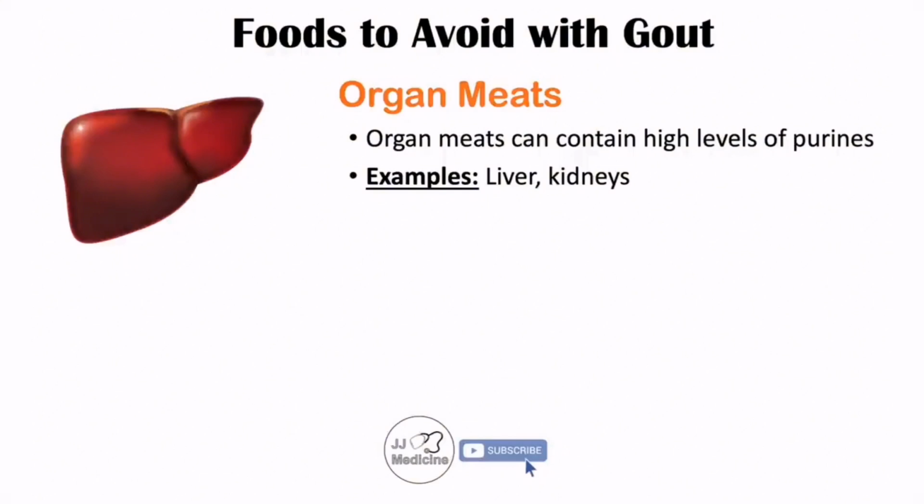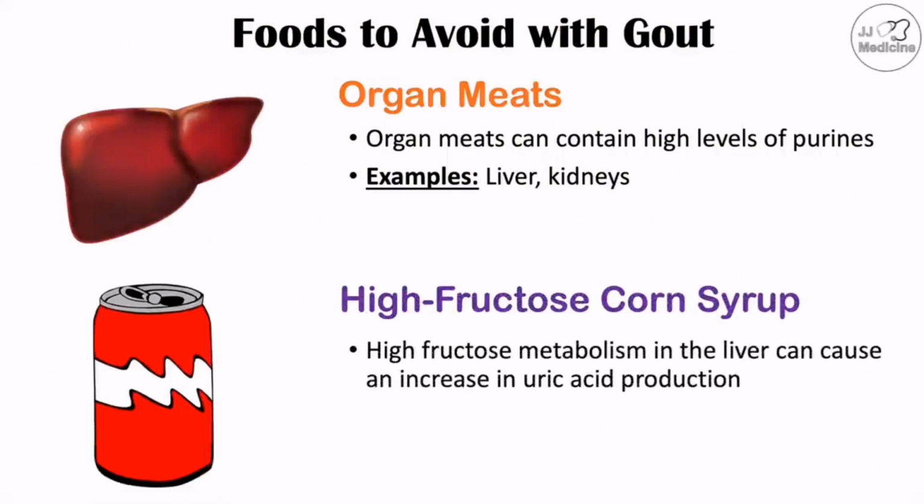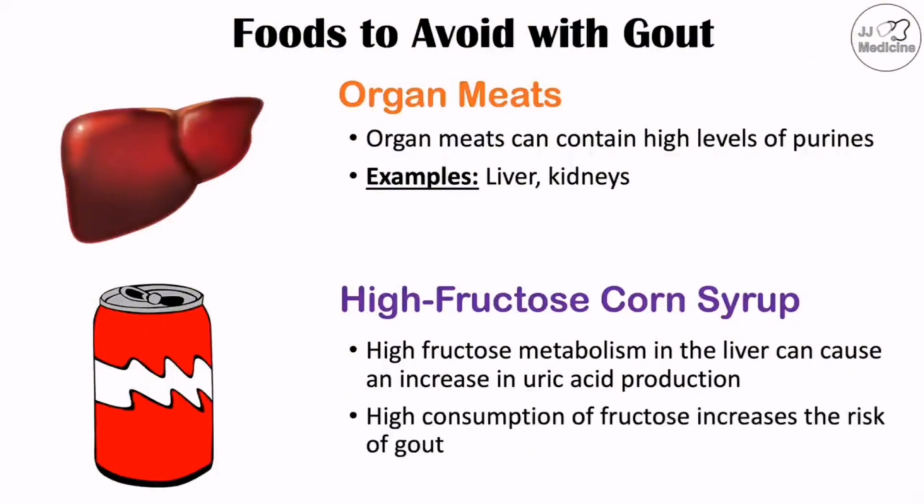Another dietary selection to avoid if you have gout includes high fructose corn syrup. You might be wondering why this is the case. Well, high fructose metabolism in the liver can cause an increase in uric acid production. So the way high fructose is metabolized in the liver, uric acid can be a byproduct of that metabolism. So having high fructose intake from high fructose corn syrup, as an example, increases the production of uric acid in the liver from metabolizing of that fructose. Because of this, high consumption of fructose increases the risk of gout.